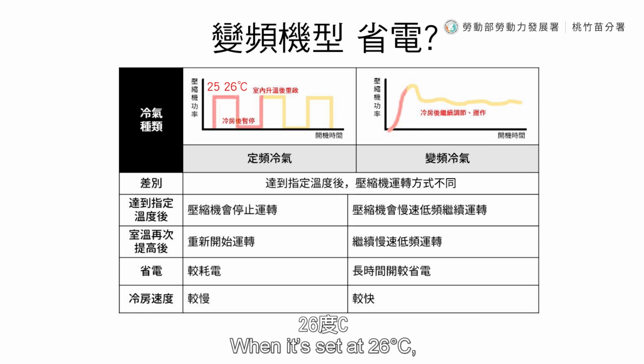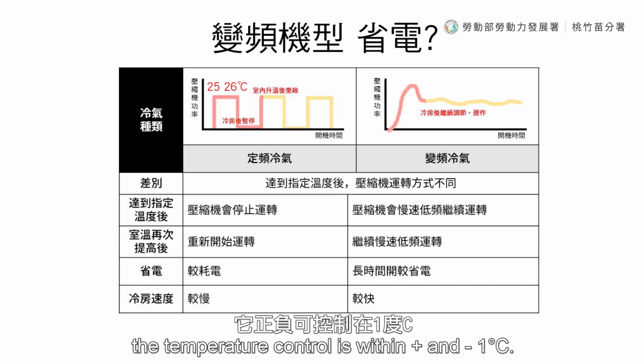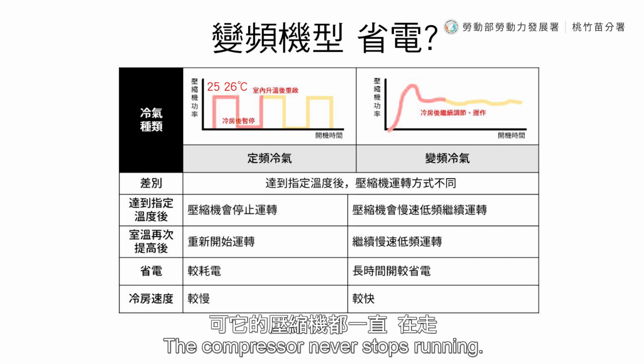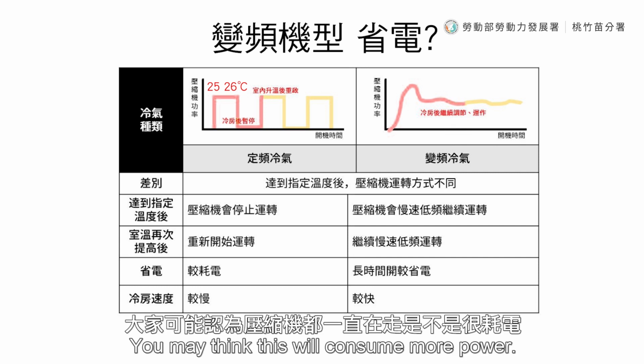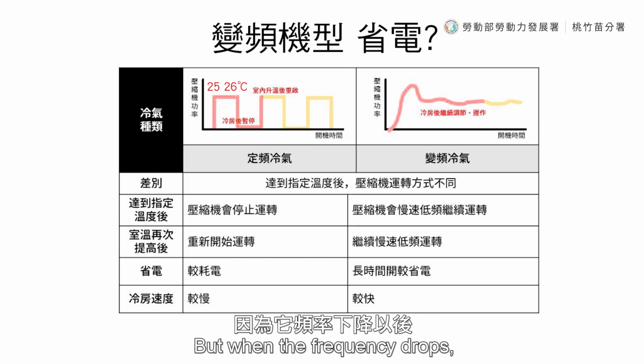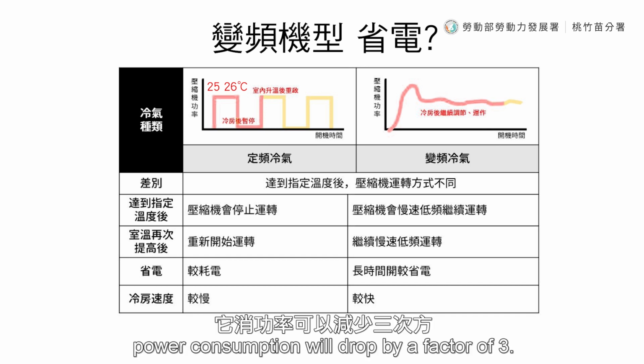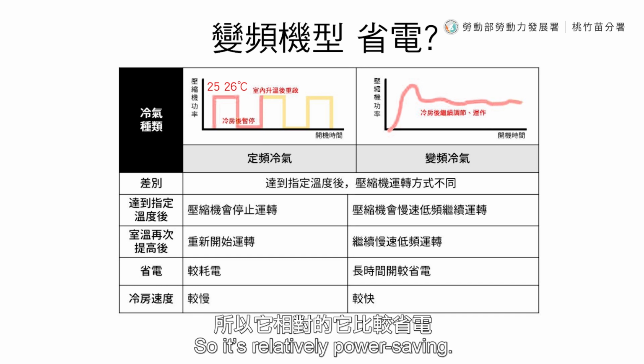When it's set at 26 degrees, the temperature control is within plus or minus 1. The compressor never stops running. You may think it will consume more power, but when the frequency drops, power consumption will drop by a factor of 3, so it's relatively power saving.